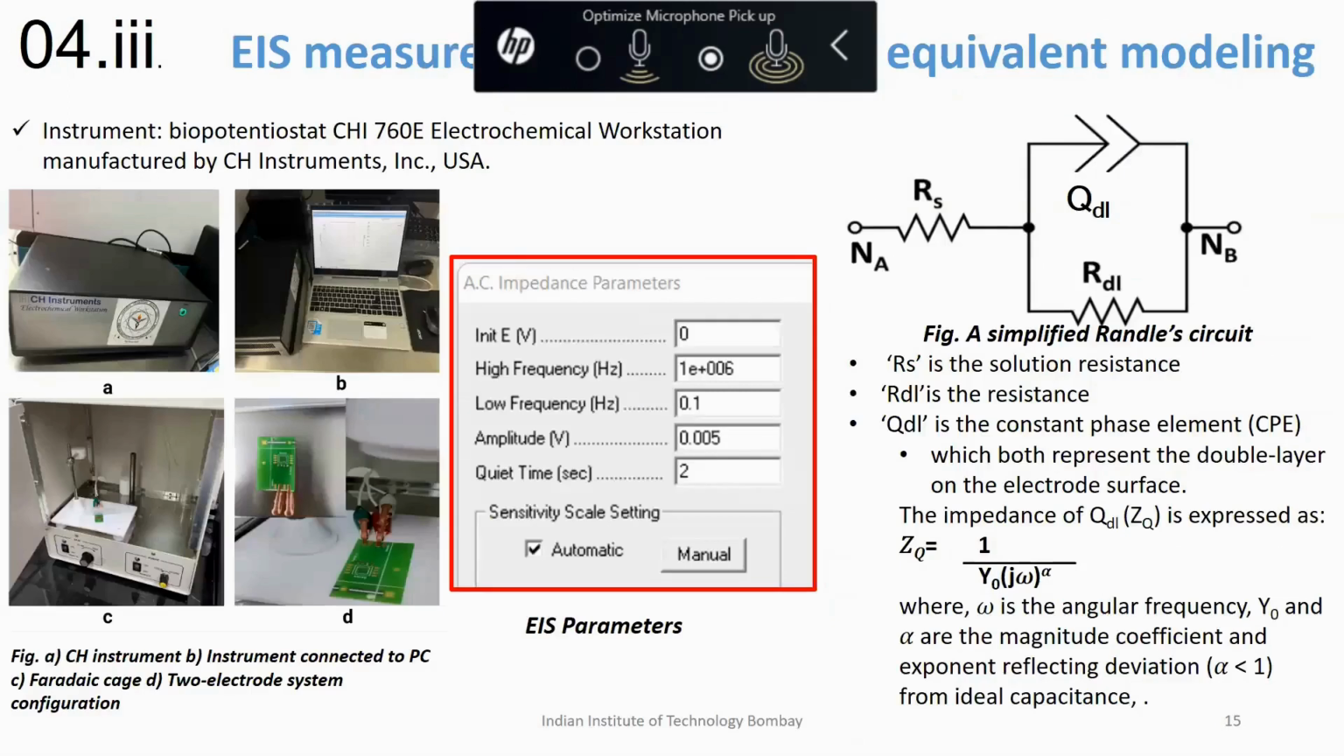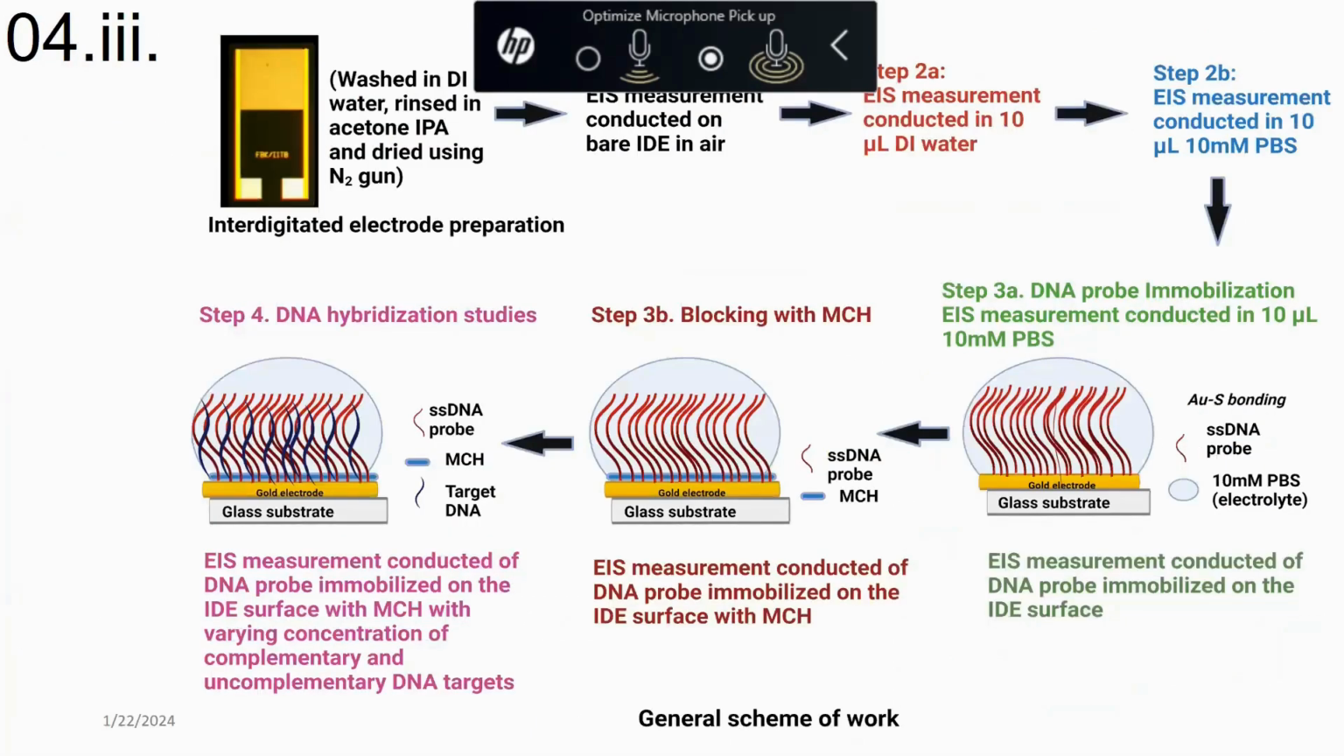The instrument used for the EIS measurements was a potentiostat. We ran impedance spectra from 0.1 Hz to 1 MHz at a very low amplitude of 5 millivolts because we do not want the voltage to disrupt the biomolecule organization. Initially, we used a simple Randles circuit just to understand what is going on at the surface of the electrode, and later we also did complex modeling to understand the role of the IDE geometry in the impedance spectrum. This is a general schematic of the work.